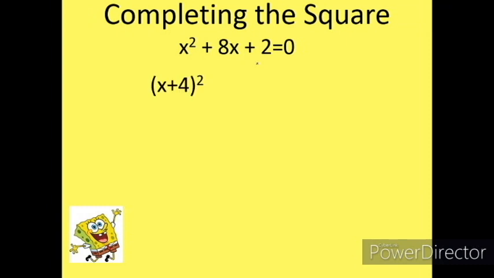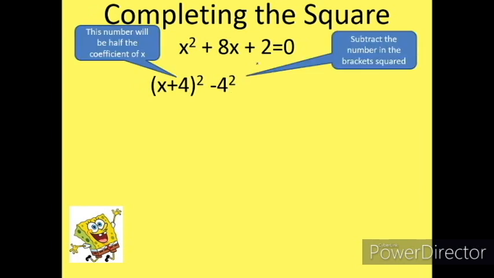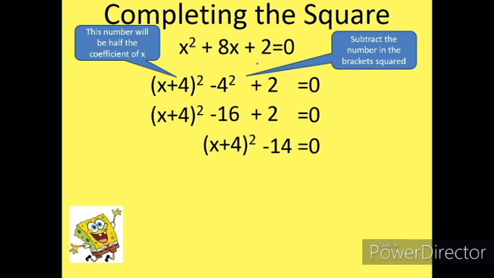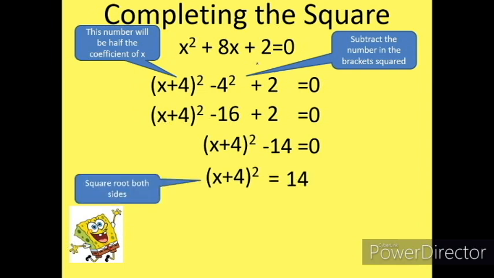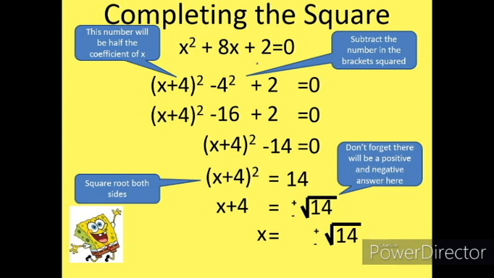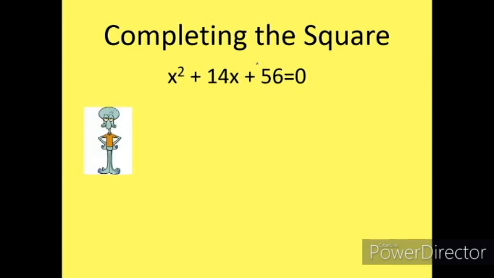Okay, x plus 4, because half of 8 is 4. Minus 4 squared plus 2. So minus 16 plus 2, which then makes it minus 14. Okay. Bring the 14 over by adding 14 to both sides. Square root. It's just the square root of 14, because 14 is not a square number. Okay, then I'm minus 4 from both sides. And that's my answer. Okay.